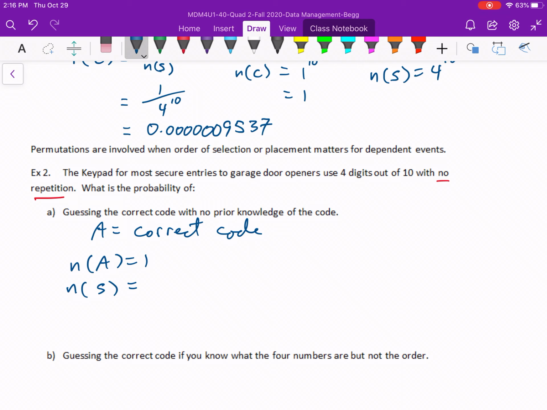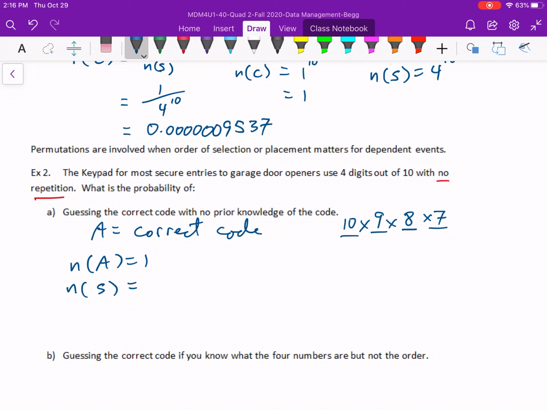N of S is going to be all the different combinations that are possible. Well, if there's 4 spots, again, let's just draw the picture out. There's 10 possible numbers I can put in the first spot, but after I've used one, I'm only allowed to use one of the 9 for the next spot because there's no repetition. Then one of the 8 for the next spot and 7 for the final spot.